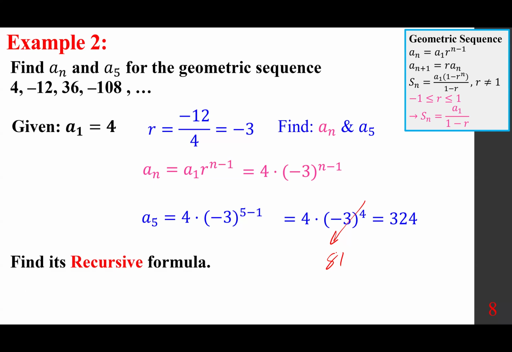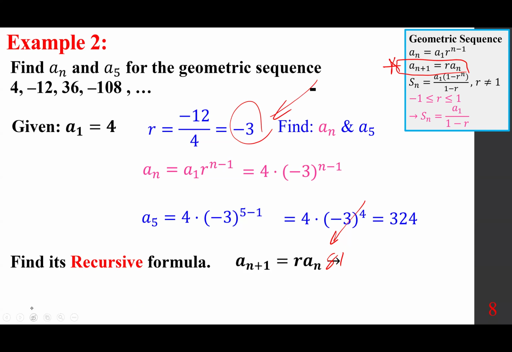Find its recursive formula. By recursive, we mean this. A sub n plus 1 is R a sub n. And R, we found it to be negative 3.